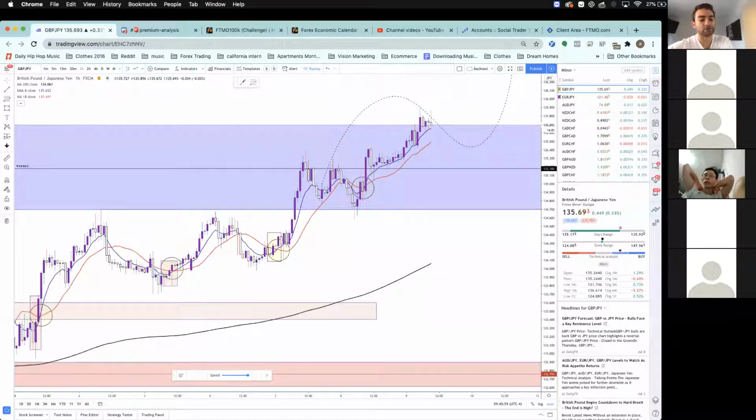How to identify false breakouts? Bump up time frames. If you think something's a false breakout on the 30-minute, go up to the 1 hour time frame and look at that.